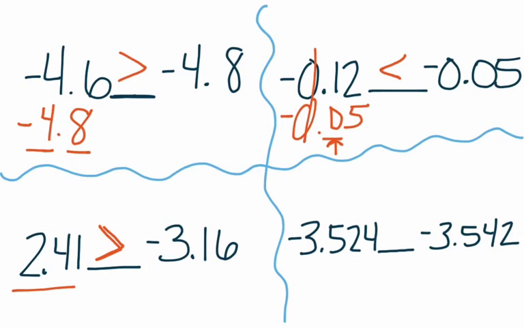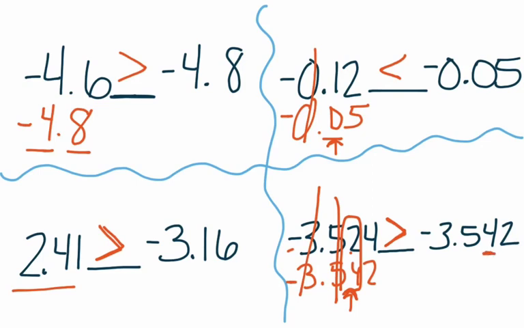And for this last one, I'm going to write it right underneath, 3.542. They both have a 3 in the ones place. They both have a 5 in the tenths. In the hundredths is where we get that difference. The bottom number has a 4, the top number has a 2, but they're both negative. So that means the bigger number, this 4 being bigger than this 2, is going to make it less, because if it's a bigger negative number, it's farther away from 0.